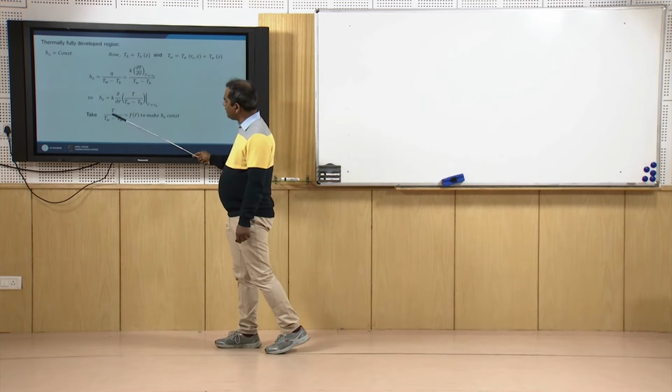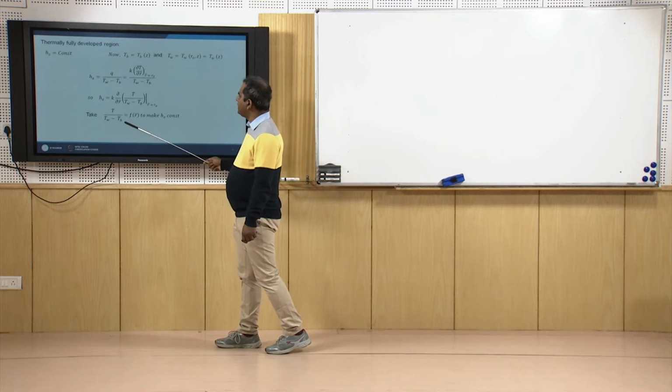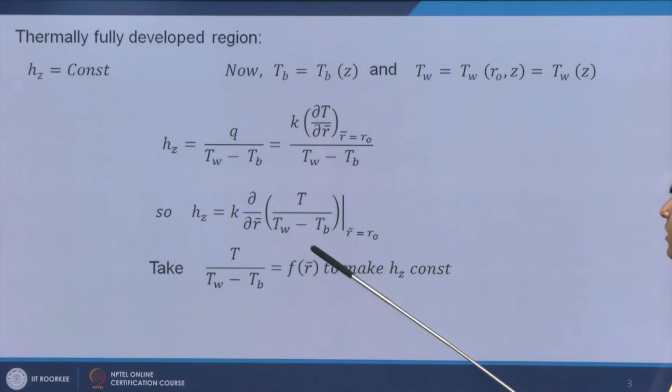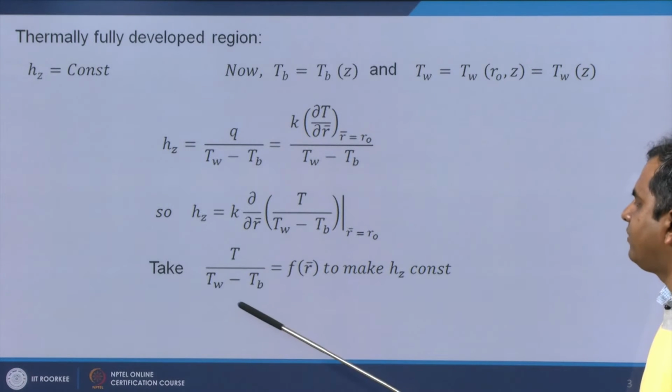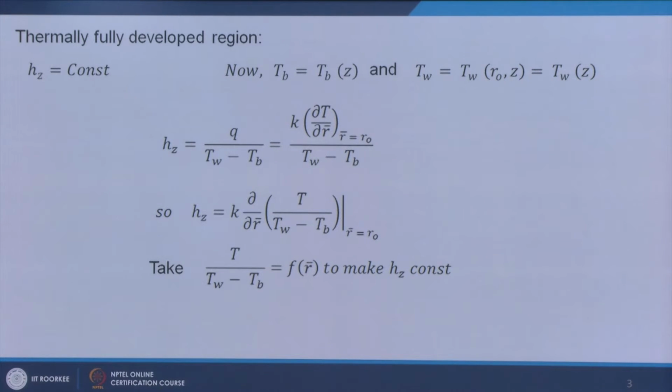So, T by T_W minus T_B is now a function of R, as T is a function of R. And as we have to make Hz equal to constant, this has to be a function of R only. We put in the derivative and then the limit R equals R naught, and ultimately this Hz will become a constant.